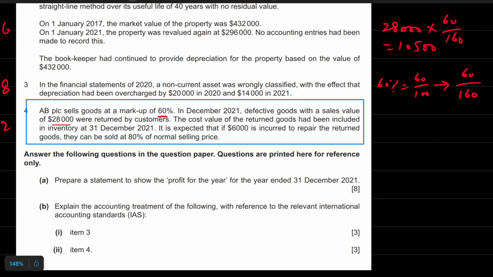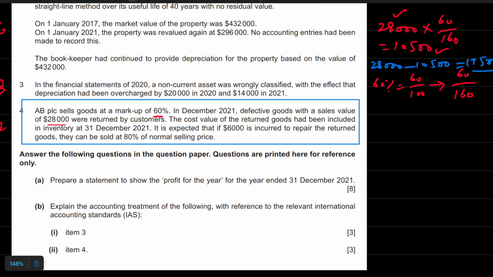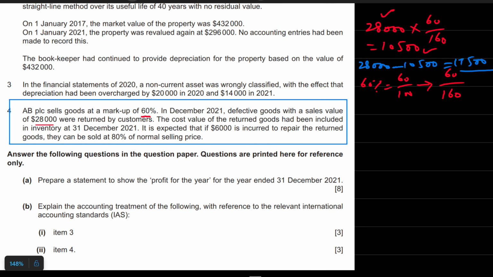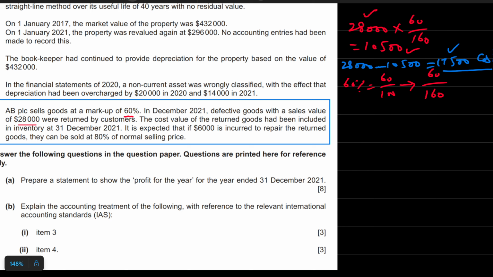10,500. So if the selling price of inventory is 28,000 and profit included in that inventory is 10,500, so the cost of that inventory will be 28,000 minus 10,500, and this will be equal to 17,500. And students, this is cost of that inventory. The cost value of the return goods that had been included in the inventory. So this 17,500 is recorded in the books of accounts.